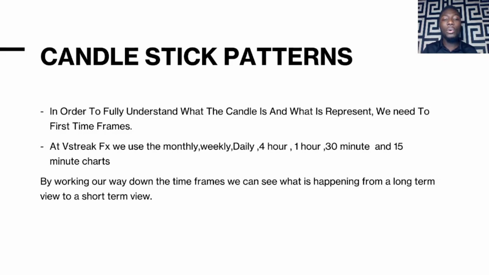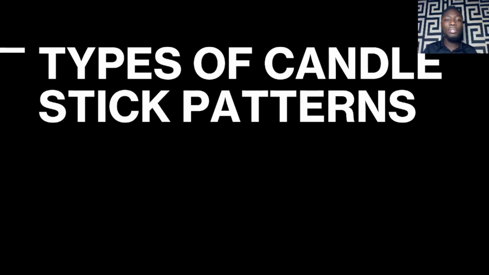So by working our way down the time frames, we can see what is happening from a long-term view to a short-term view. The candlestick, like I said, forms structure after a lot of candlesticks. We know what is happening in the market by the structure being formed. So we scale from what has happened on the daily time frame, 4 hours, 1 hour, 30 minutes, 15 minutes, 5 minutes. We can know what is actually happening on that asset, either in the long-term or short-term view. So we have types of candlestick pattern.